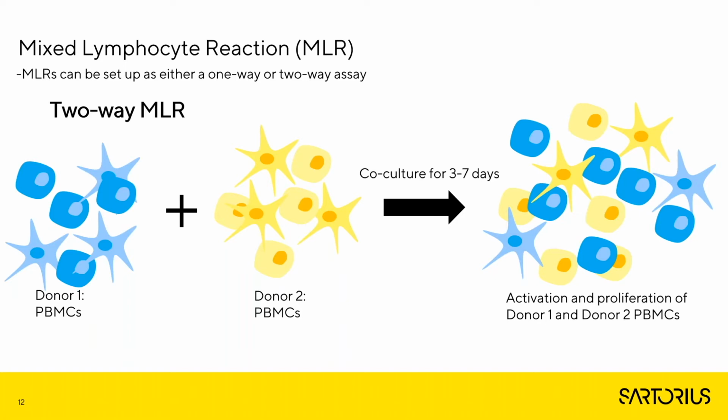A key contributor to the activation response in MLR is the presence of mismatching HLA antigens on the surface of the cells from each donor. So for example, if the two donors have very similar HLA profiles, the allogenic response won't be triggered and T cells won't be activated by the DCs. So this is why in the experiments I'm going to show you, we either selected donors based on their HLA profile, or we compared the response across multiple donor pairs.